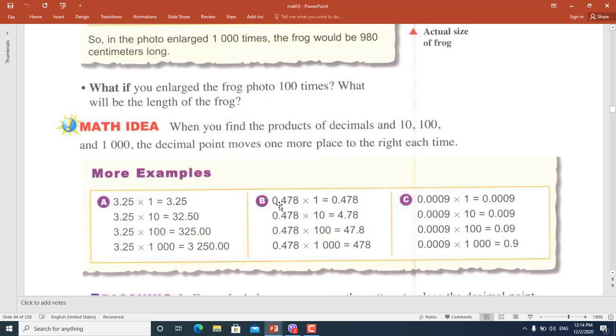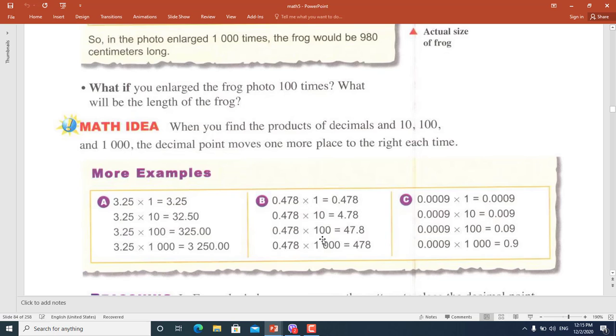And B, it is 0.478 times 1, it's the same number. But if you have 0.478 times 10, that means we move this point one place. We put it between 4 and 7, okay? And this 0 you don't write because it's at the start.